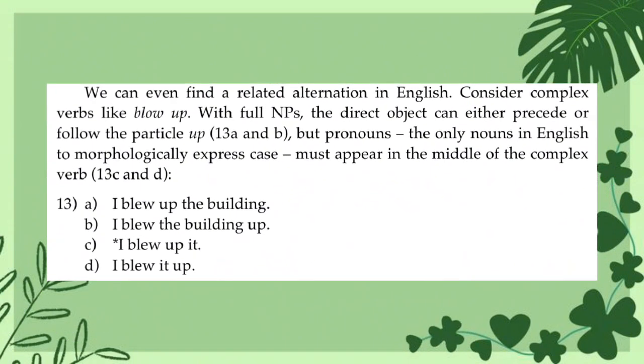We can even find a related alternation in English. Consider complex verbs like blow up. With full NPs, the direct object can either precede or follow the particle up, like in 13a and 13b. But pronouns, the only nouns in English to morphologically express case, must appear in the middle of the complex verb in 13c and d. In 13a, I blew up the building. In B, I blew the building up. In C, I blew up it. Or in D, we have I blew it up.